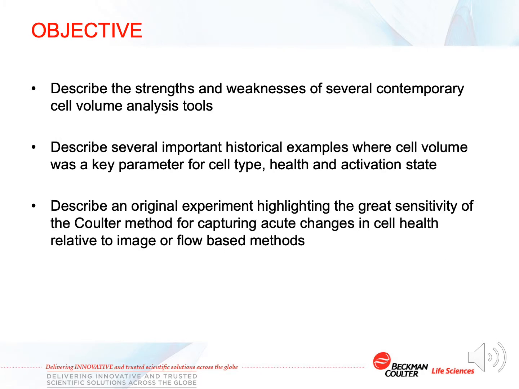The objectives of my talk today are to describe the strengths and weaknesses of several contemporary cell volume analysis tools, specifically with regard to cell volume. I will describe several important historical examples where cell volume was a critical parameter describing the quality or state of cells. Finally, I'll describe a specific experiment that we performed to highlight the differential ability of the Coulter method, the flow cytometry method, and the automated imaging method for capturing acute changes in cell health.